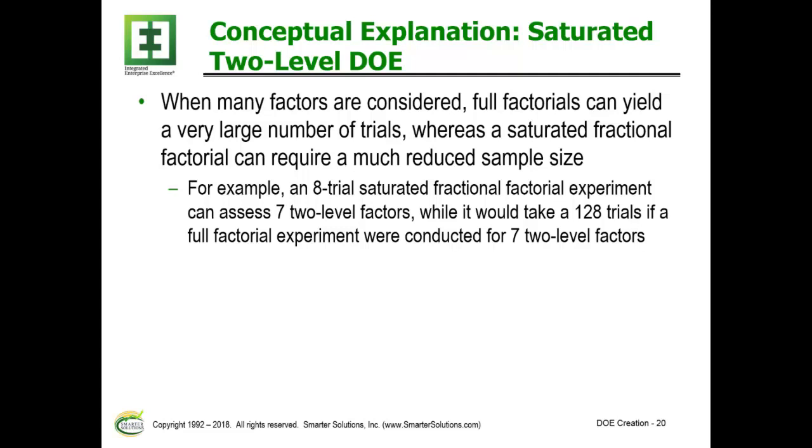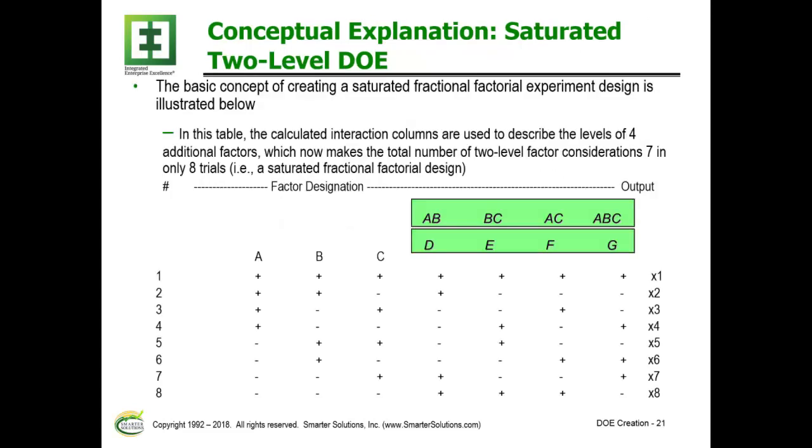When many factors are considered, full factorials can have a large number of trials. For example, if you have 7 two-level factors, it would take 128 trials. That's beyond what most people can afford in an experiment. So the way we get around this is we run fractional factorials, in this case what I call saturated fractional factorials.